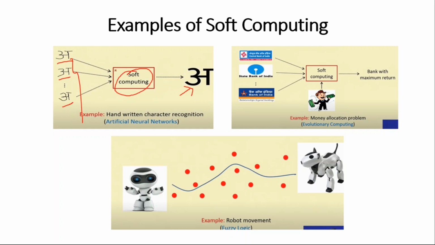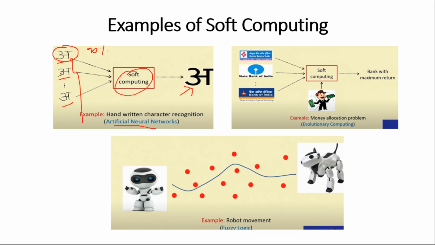So here, the soft computing should take these inputs and try to map them to this output. It approximates, it just assumes that it is somewhat equal to this, maybe with 90% accuracy, something like that. Similarly, this is another type of problem, and this type of problems are solved using artificial neural networks.